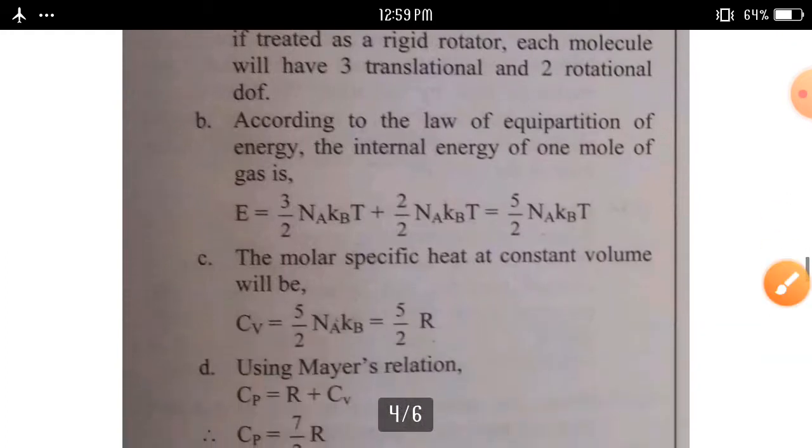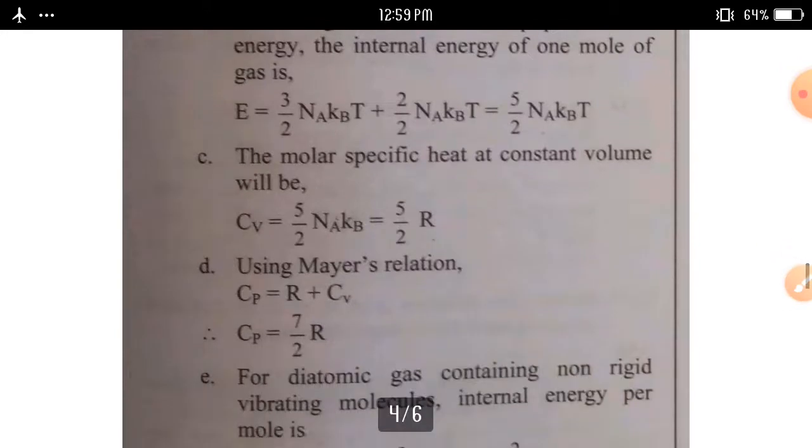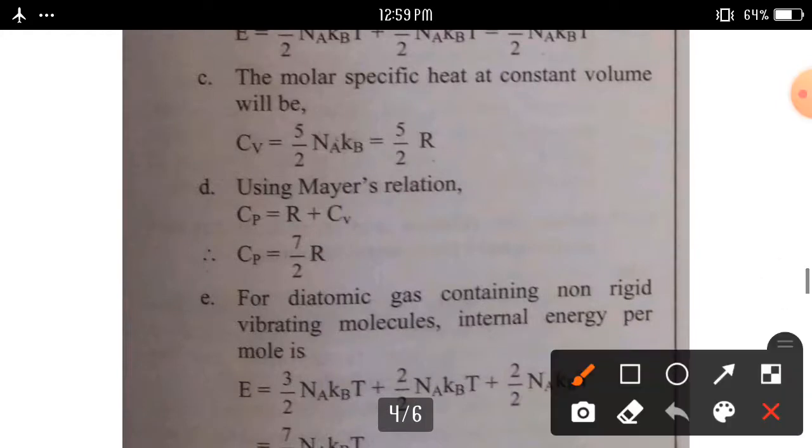The molar specific heat at constant volume will be Cv is equal to 5 by 2 into Na into kB. Then we can write here, this value is capital R, then 5 by 2 into R. Here Cv is equal to 5 by 2 into R.